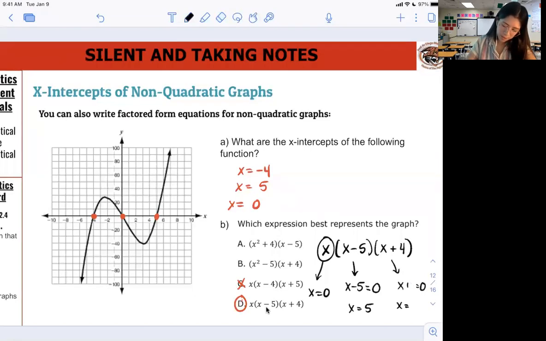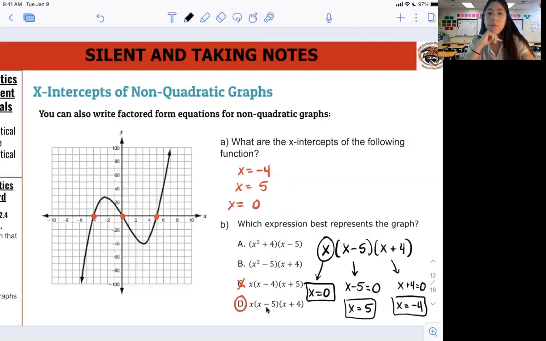X equals +5, X equals -4. And because of that little X in the front, we also get X equals 0. So the big takeaway, because this will come up on your test, I can't stress this enough, but it's not hard. It's just one little thing to remember, is that whenever there's an X in the front, that just means that you have X equals 0 as well. So for that reason, the correct response would be D.